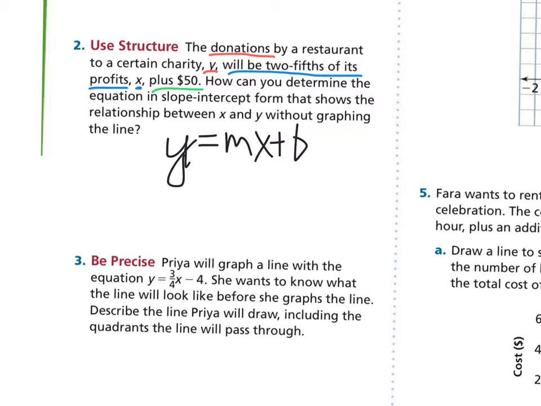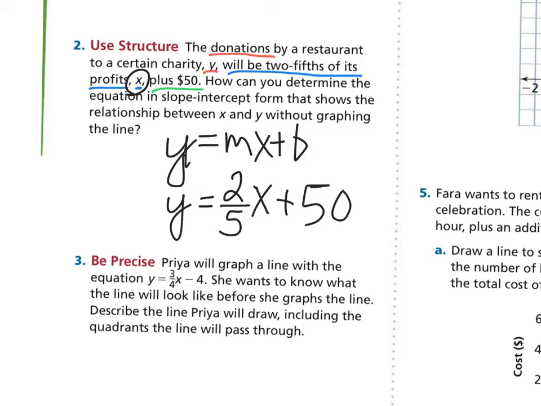Okay, so we want to think about y equals mx plus b. We want to think about what our slope is and what our y-intercept is here. So it says the donations will be 2/5 of its profits. Remember, of usually means multiply, so 2/5 times the profits is x. So 2/5 times x and then plus $50. So y equals 2/5 x plus 50 would be our equation.